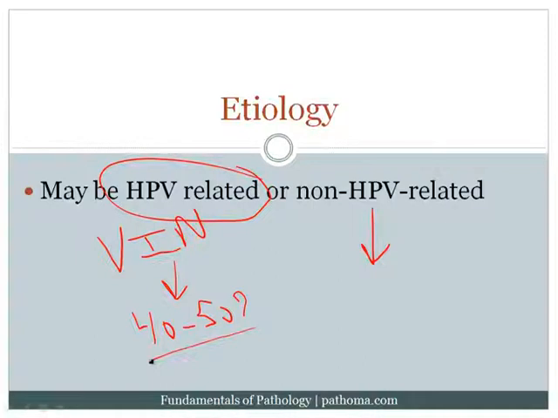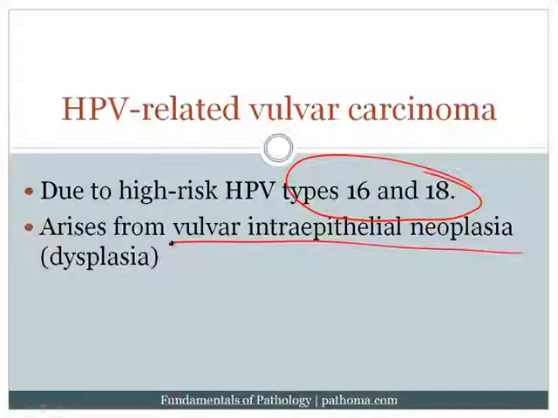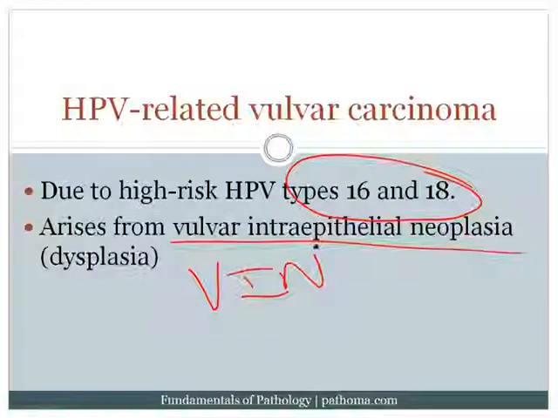So let's walk through this in your text. What do I say here? I say that the HPV-related vulvar carcinoma is due to high-risk types, for example, 16 and 18, and it arises from vulvar intraepithelial neoplasia, which is really a dysplasia, also called VIN. Just like you would call it CIN in the cervix, here we call it VIN.